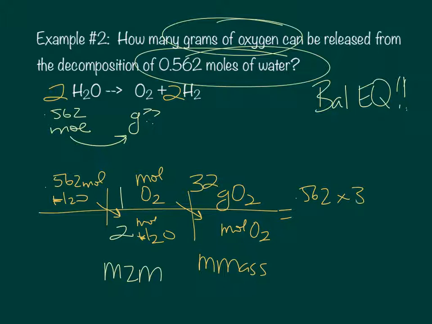0.562 times 32 across the top, and I'm going to divide by 2 since that's on the bottom. My handy-dandy calculator says 0.562 times 32 divided by 2 equals 8.992. That is my calculator answer.